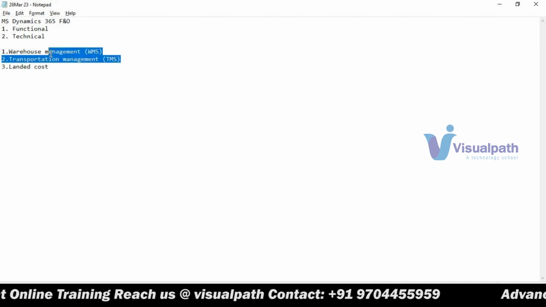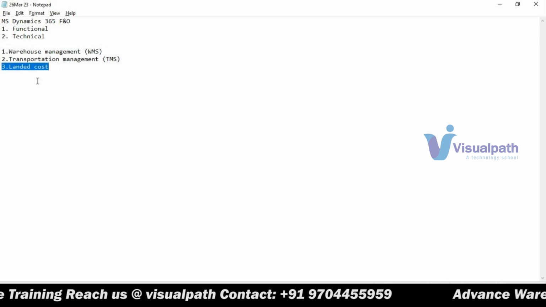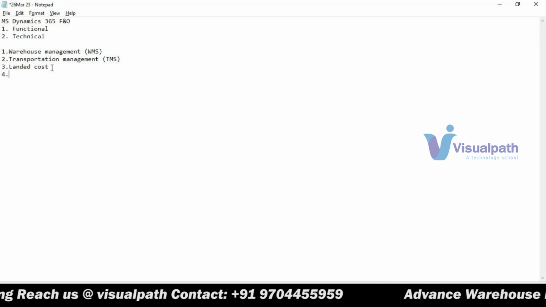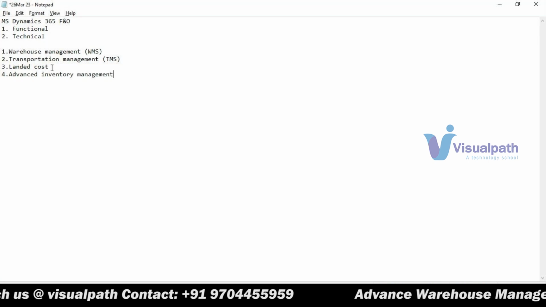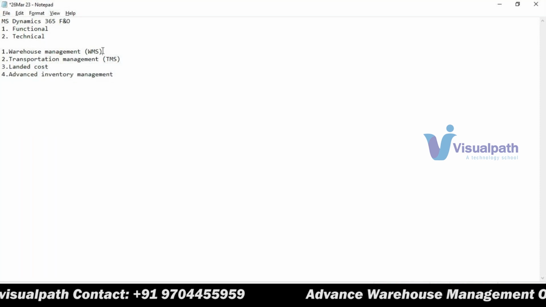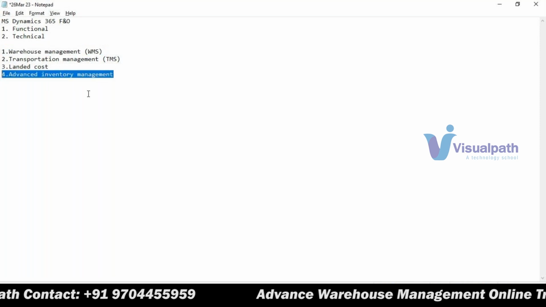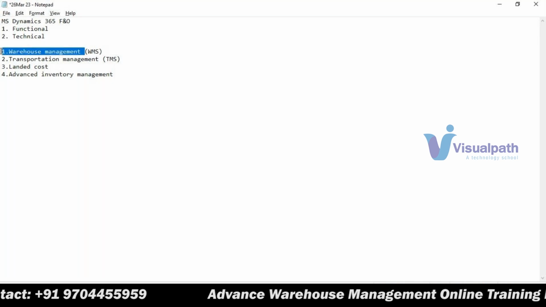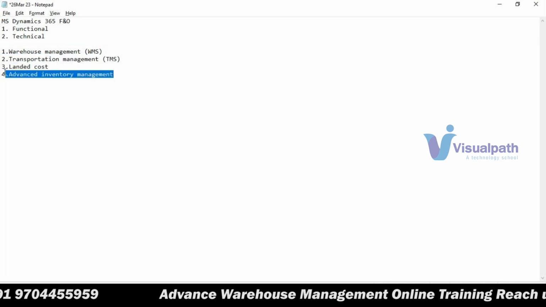These two are available in AX 2012 also, but this one is not available in AX 2012. It is introduced in D365. Next, advanced inventory management. This advanced inventory management is the old function which is now replaced with this one. The old function, advanced inventory management, to some extent is still there. That also I will teach you. So: warehouse management, transportation management, landed cost, and advanced inventory management.